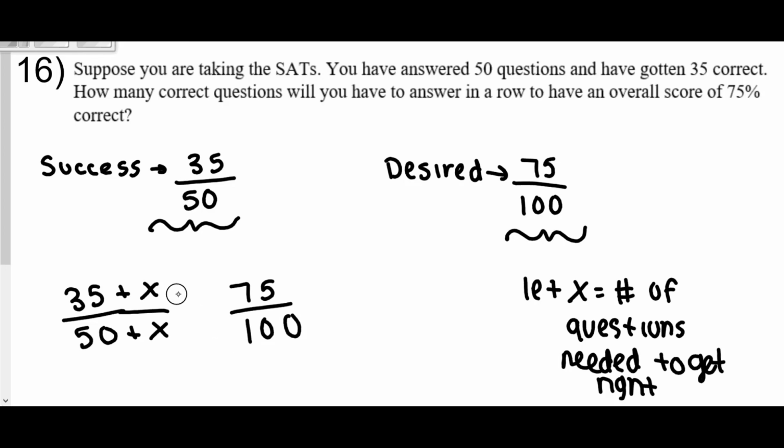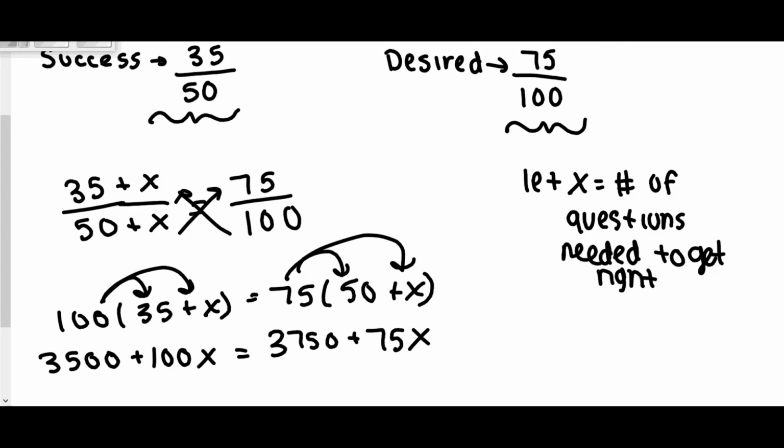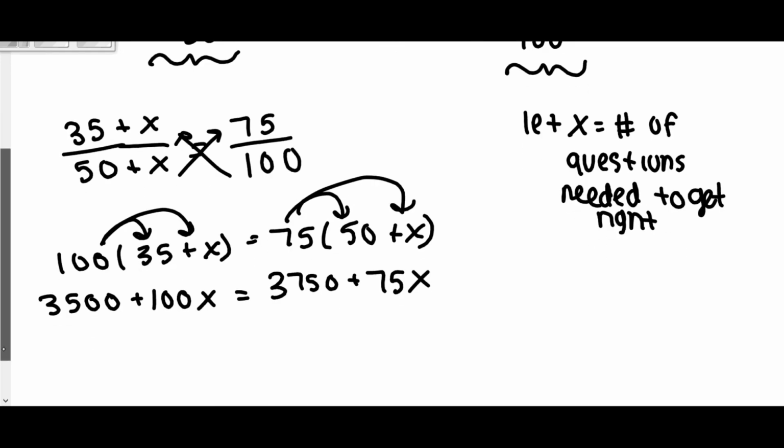So we would do 100 times 35 plus x and 75 times 50 plus x. So when you cross multiply, you distribute the 100 to the 35 and the 100 to the x, and then the 75 to the 50 and the 75 to the x. So you get 3,500 plus 100x equals 3,750 plus 75x. And then we're just going to solve for x from here.